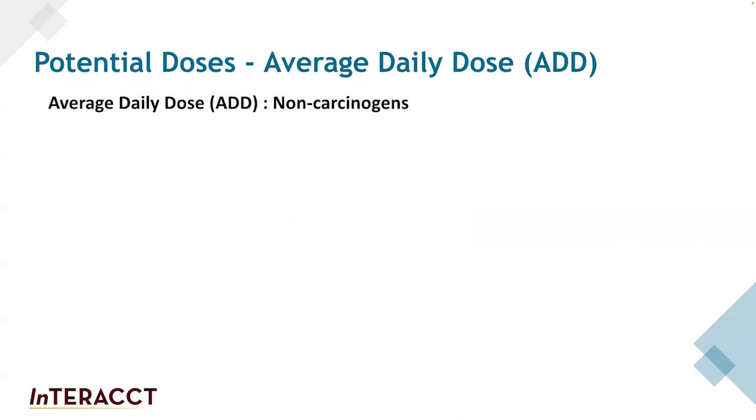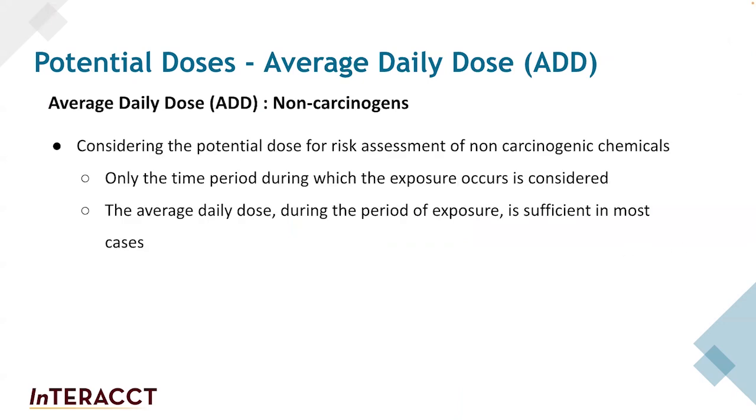In this slide, we focus on average daily dose, or ADD, which is used for assessing non-carcinogenic effects. When we are calculating ADD, we only consider the period during which exposure actually occurs, not the full lifetime of the individual. This means that for non-carcinogens, we assume that harm only occurs during active exposure and that the average daily dose over that exposure period is enough to evaluate potential health effects. This approach simplifies the risk assessment and aligns with how most short to medium-term exposures are evaluated.